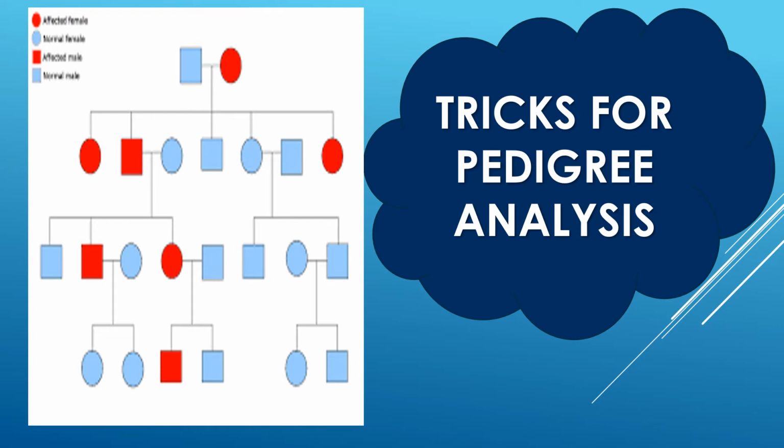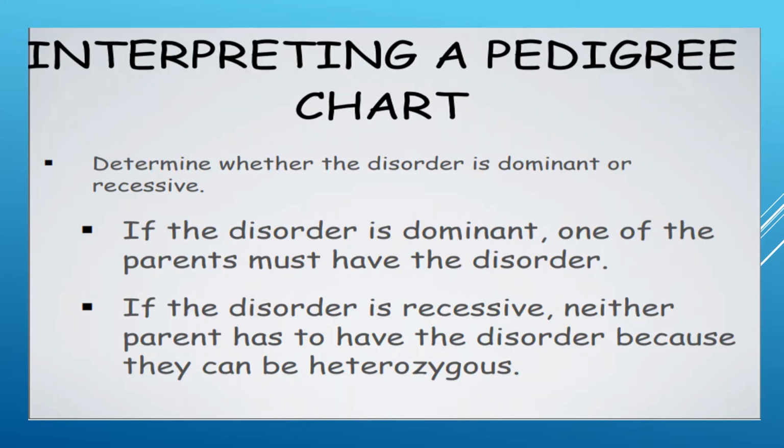Welcome to Arca's NEET Biology, and today let us discuss certain tricks which help to solve a pedigree very easily. Let us see how we can interpret whether the pedigree is having a dominant disease or a recessive disease.